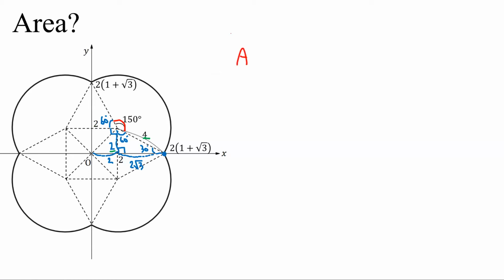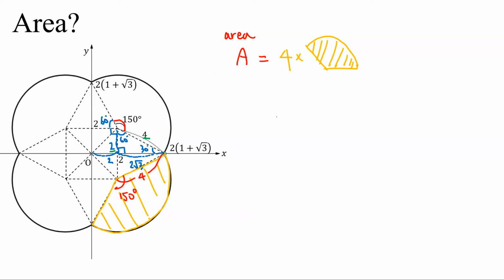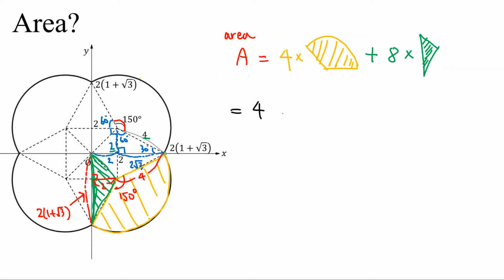Now notice that the area A enclosed by the curve consists of 4 sectors with radius 4 and angle 150 degrees. And then we have some triangles, and actually, let's pick this triangle. And there are a total of 8 of those triangles. The base length of the triangle is 2 times (1 plus square root of 3), and the height is 2. So first, the 4 sectors. So we have 4 times pi times radius squared, so 4 squared.